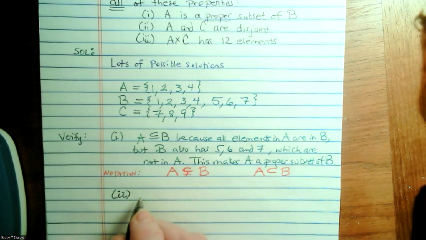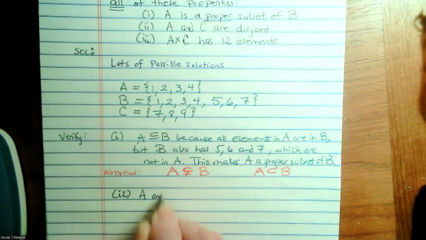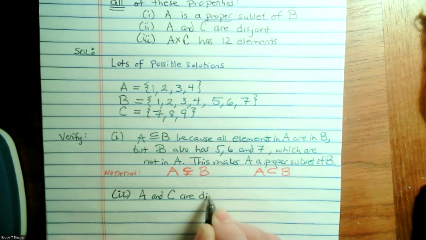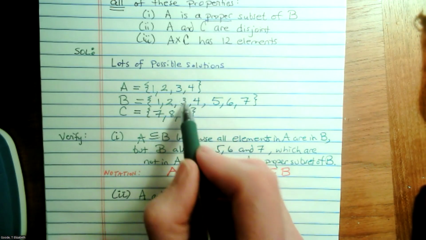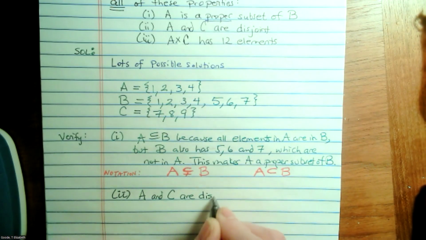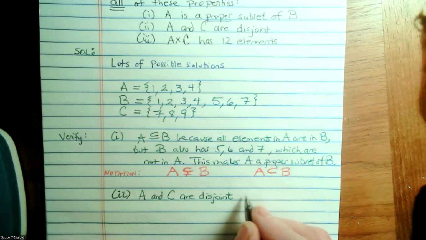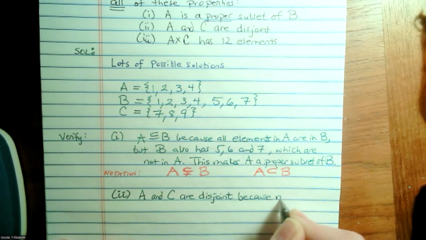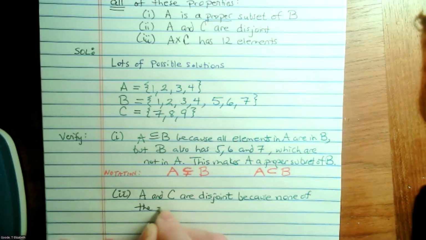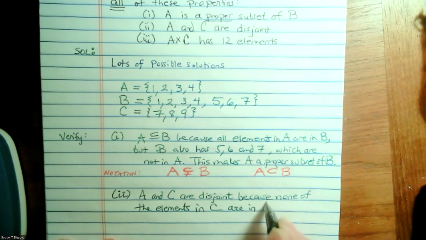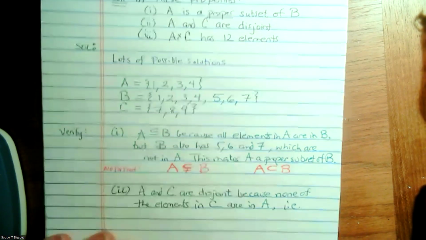A and C are disjoint because they don't have the same elements. Not that they don't have the same elements. A and B don't have the same elements, but they're not disjoint. Stronger than don't have the same elements. So see, they have some of the same. Because none of the elements in C are in A. Yes, because none of the elements in C are in A. And you know what our notation says?